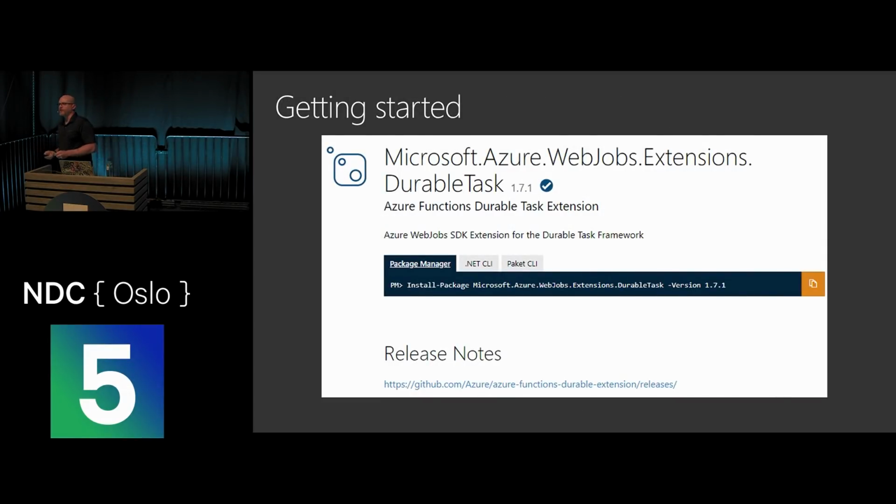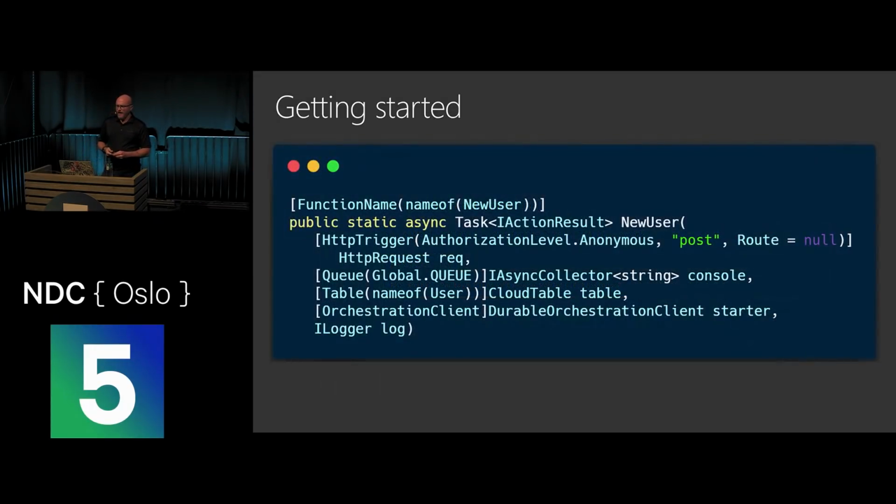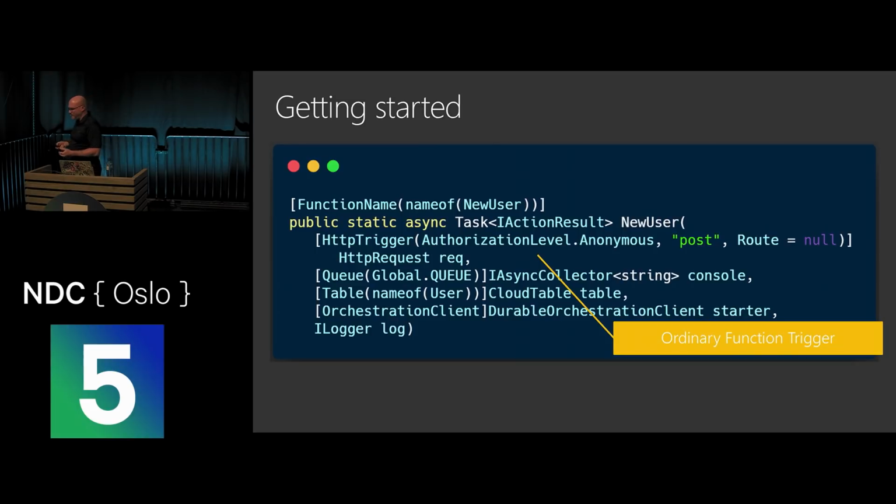It's probably a newer version now, but this is the screenshot when I took it, that you basically pull in a NuGet package, and that pulls in the version of the durable task framework for Azure Functions. And then this is a standard Azure function. This is kicked off by an HTTP trigger. So it's very similar to what I just showed you.